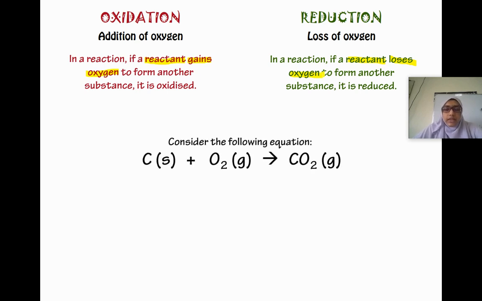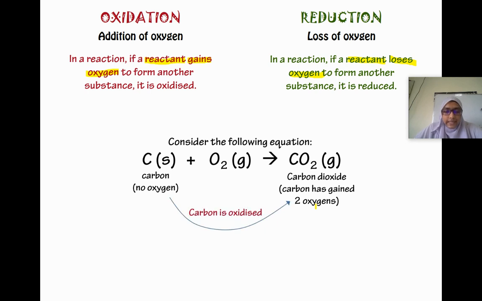All right, so let's look at this equation. Carbon plus oxygen gives you carbon dioxide. Quite straightforward. From here you can see a clear oxidation. Carbon at first has no oxygen, but after the reaction, carbon has formed carbon dioxide. It has gained 2 oxygens. So in this case, carbon, which is the reactant, has been oxidized to form carbon dioxide. So carbon has gained 2 oxygen atoms to become carbon dioxide, and therefore it is oxidized.